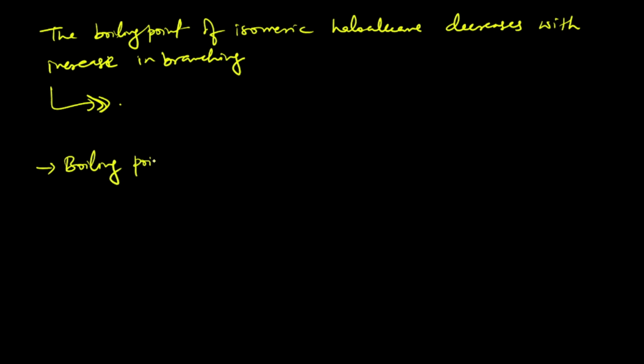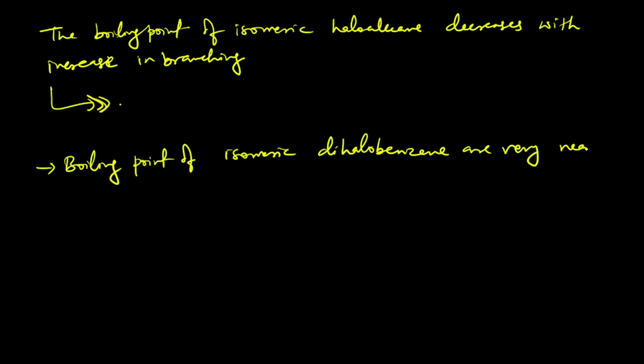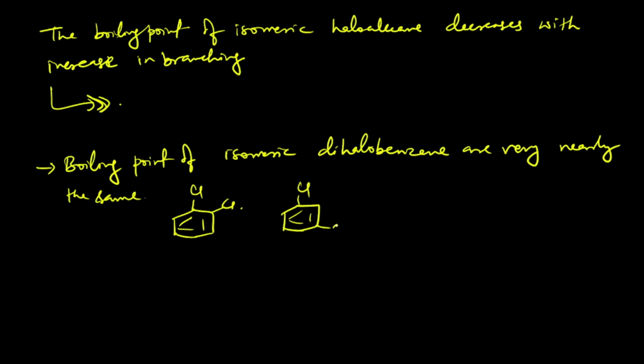Okay, boiling points of isomeric dihalobenzenes are very nearly the same. Okay, so we are just talking about these molecules. This is your ortho position, the ortho-chloro or 1,2-dichloro. This is your 1,3-dichloro, and this is your 1,4-dichloro.